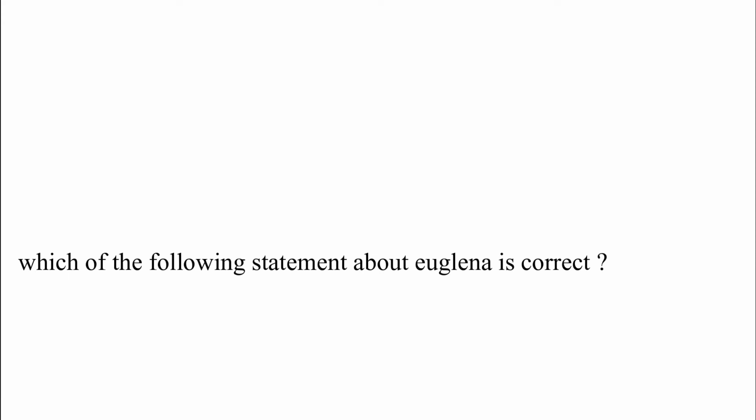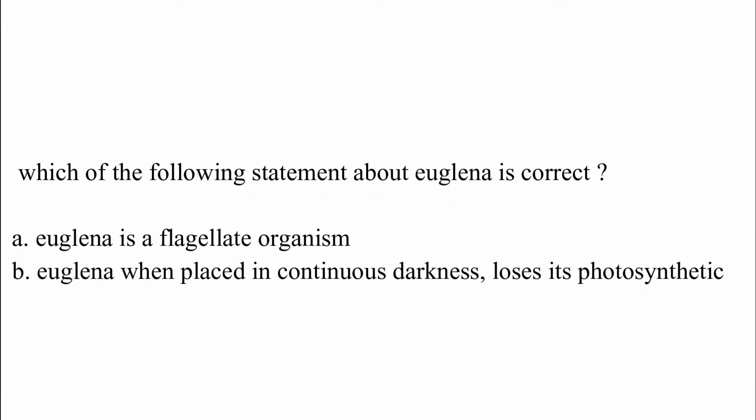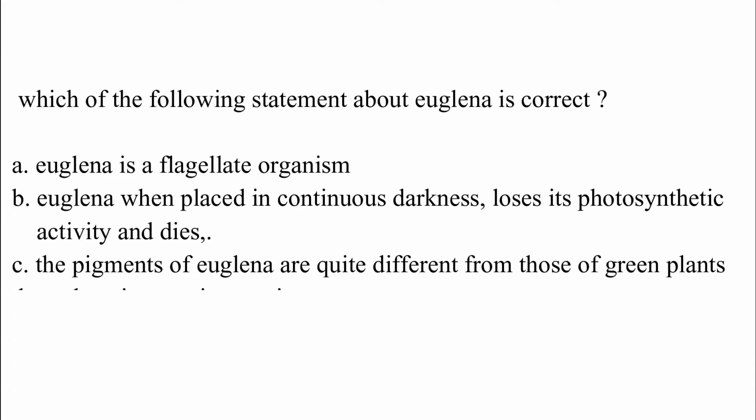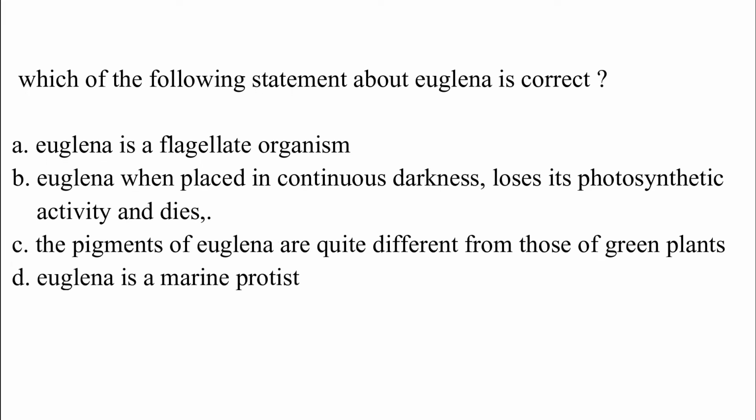Which of the following statements about Euglena is correct? Option A, Euglena is a flagellated organism. Option B, Euglena, when placed in continuous darkness, loses its photosynthetic activity and dies. Option C, the pigments of Euglena are quite different from those of green plants. Option D, Euglena is a marine protist. The correct answer is option A, which is Euglena is a flagellated organism.